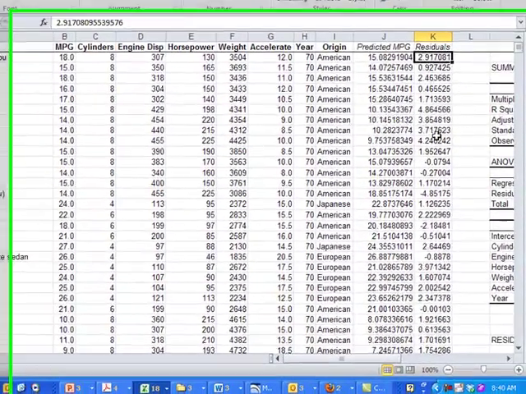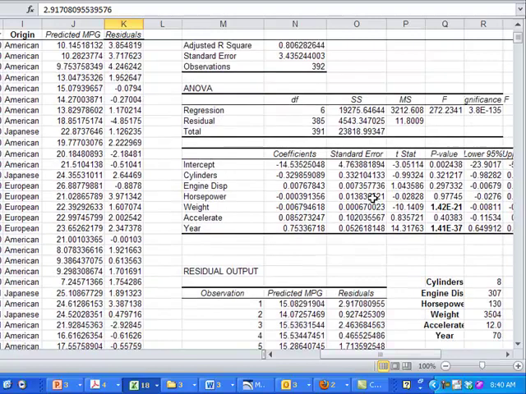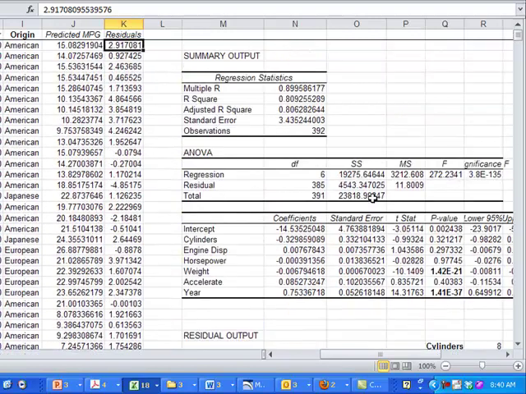We're going to use these residuals in the next class to figure out whether or not certain conditions are met that are appropriate. Okay, so that's it for this one.